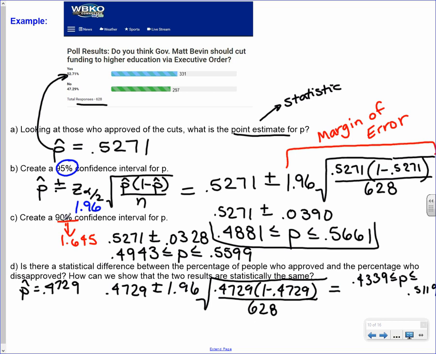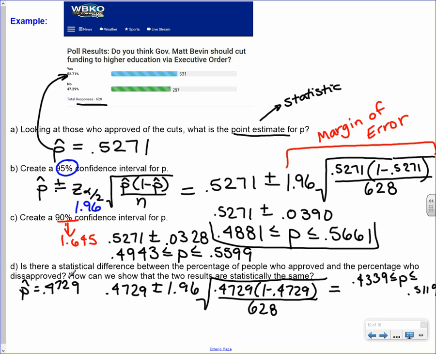Okay, now do a 90% confidence interval. For a 90% confidence interval, the z alpha half is 1.645. So this number is going to change to 1.645. Everything else is going to stay the same. Now my margin of error is 3.3%. And so I create this interval: I'm 90% confident that the true p is between 0.4943 and 0.5599.